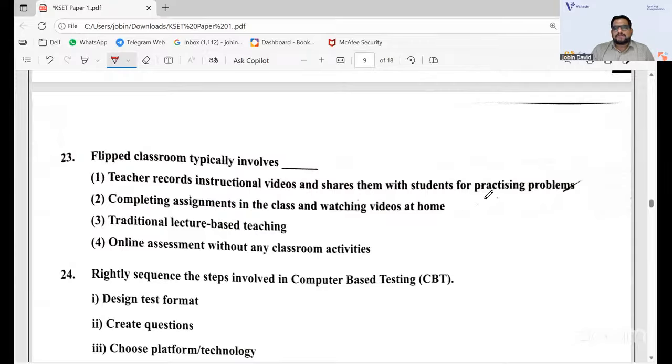So for 23, you will have a doubt with option 1 because it is not with the instructional videos or for practicing problems. They learn the concept and then they practice assignments in the classroom. Okay, that is correct. So completing assignments in the class and watching videos at home will be the most apt option.